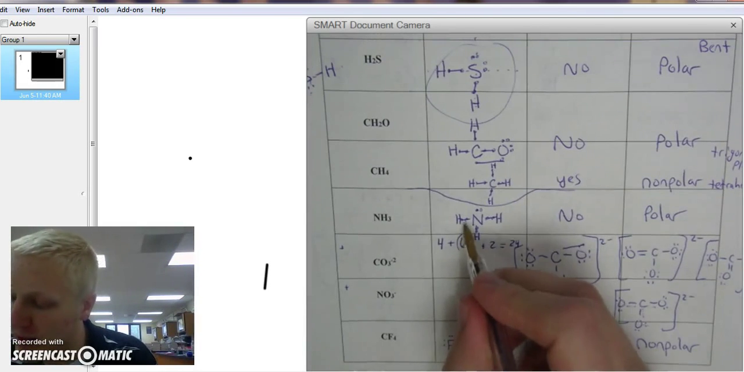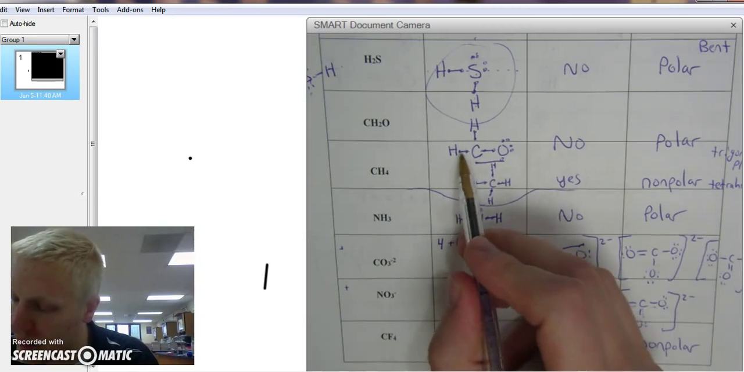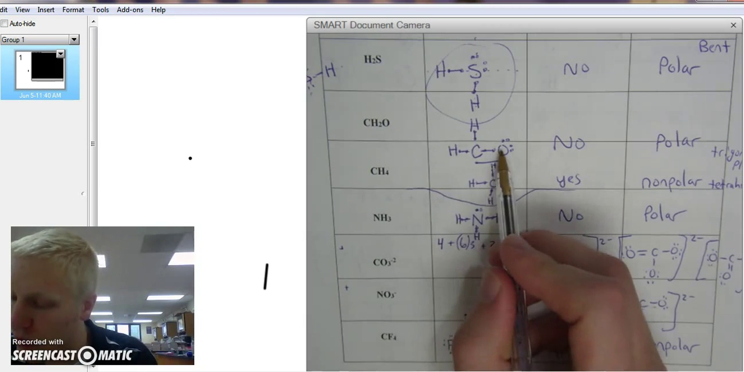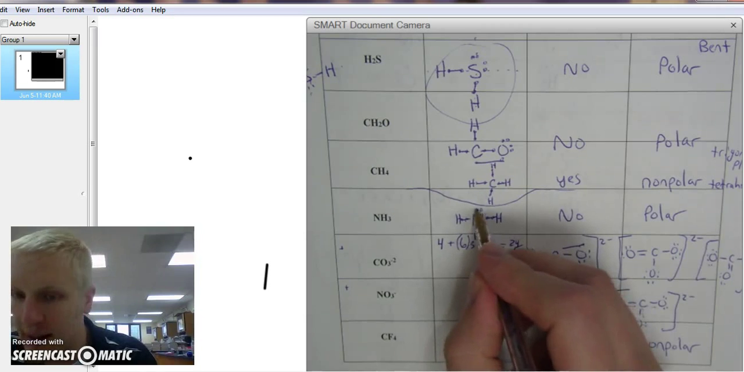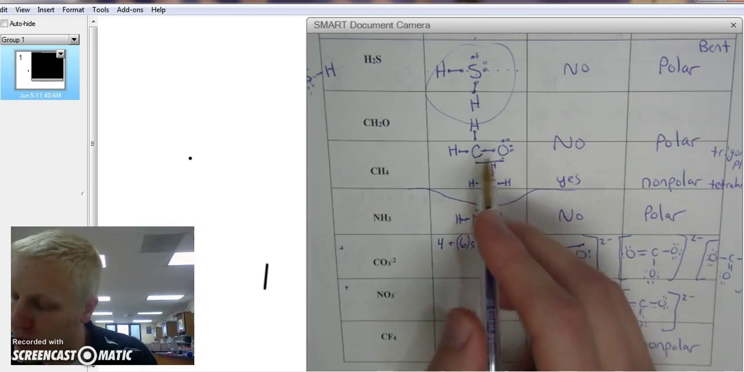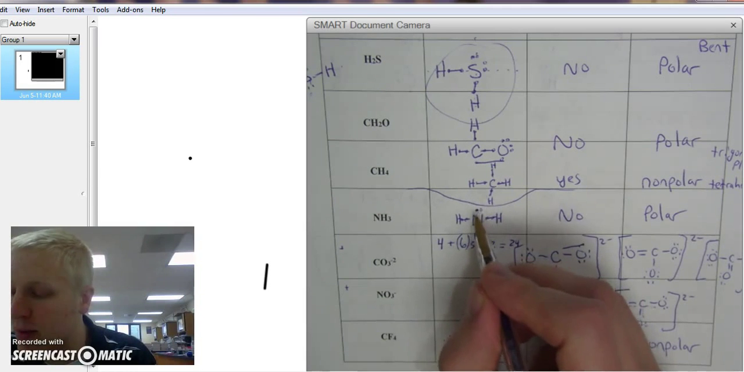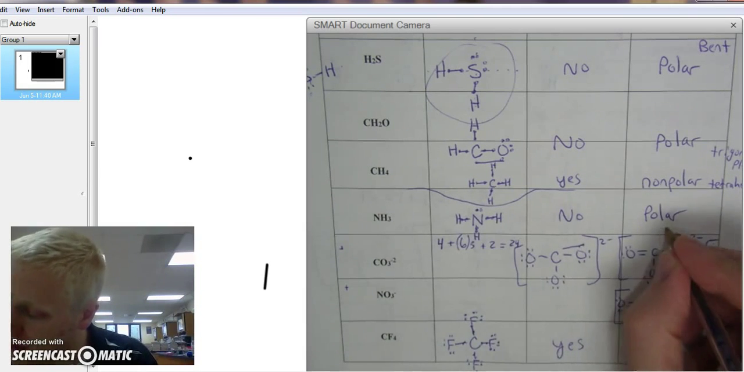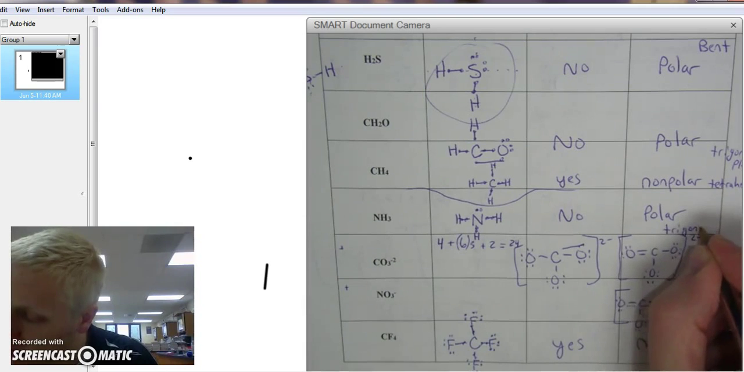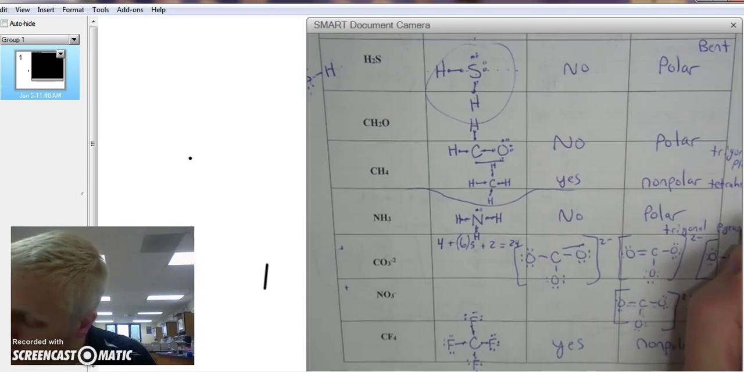Looking at NH3, it has 3 outer atoms. It's just like COH2, which has 3. The difference is this one has a lone pair. So if it has 0 lone pairs on the center, it's trigonal planar. If it has 1 lone pair, it's trigonal pyramidal. This one is trigonal pyramidal.